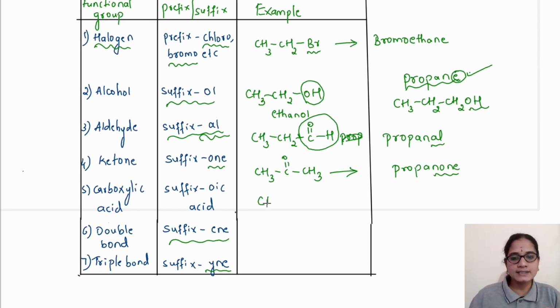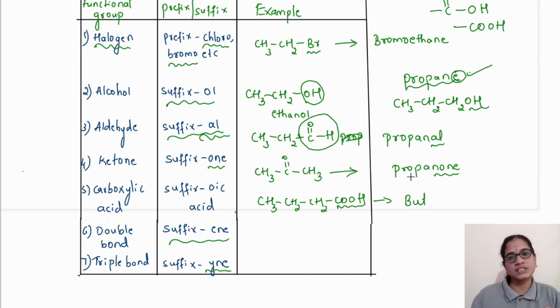In case of carboxylic acid, how do we name this compound? First count the number of carbon atoms here: 1, 2, 3, 4. There are 4 carbon atoms, so what will be the keyword? But. Yes, but will be the keyword. And is it a simple hydrocarbon? No. This has the functional group, that is carboxylic acid. This carboxylic acid is also written as COOH. So the suffix used will be "oic acid," because of which it will be butanoic acid.